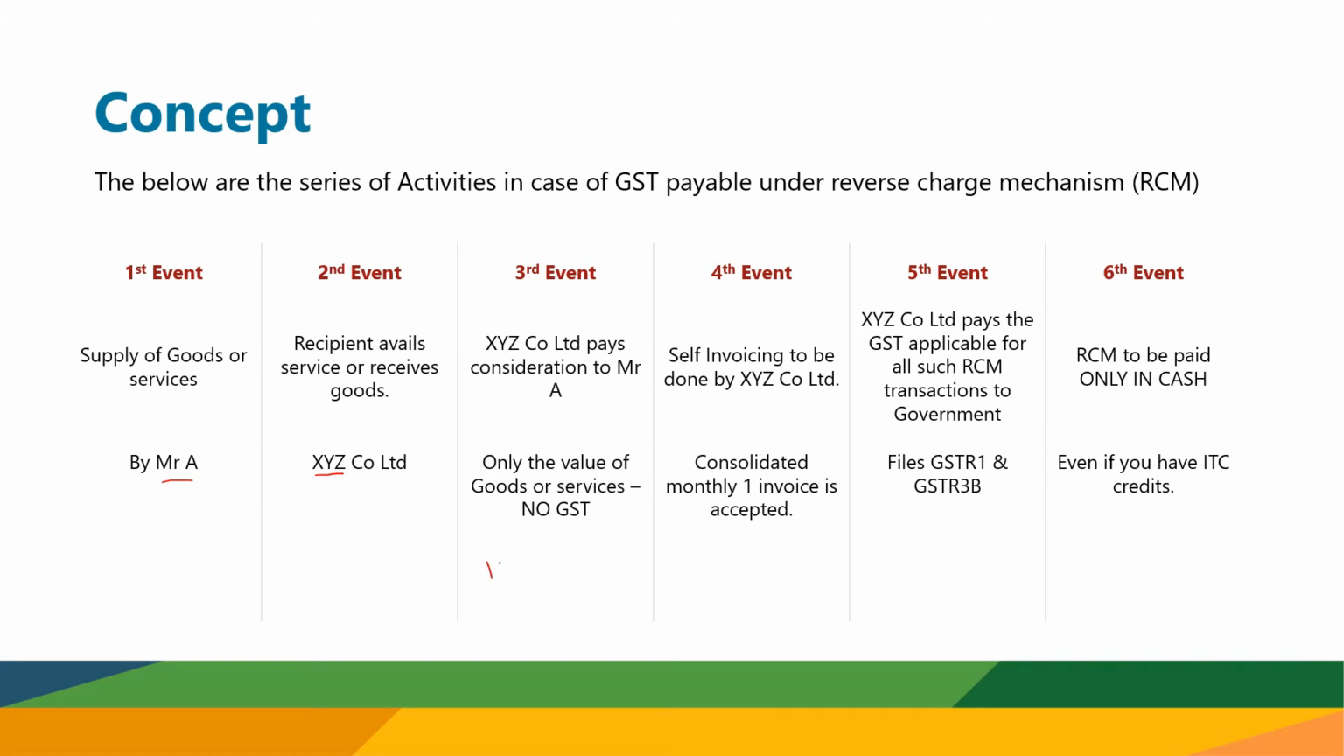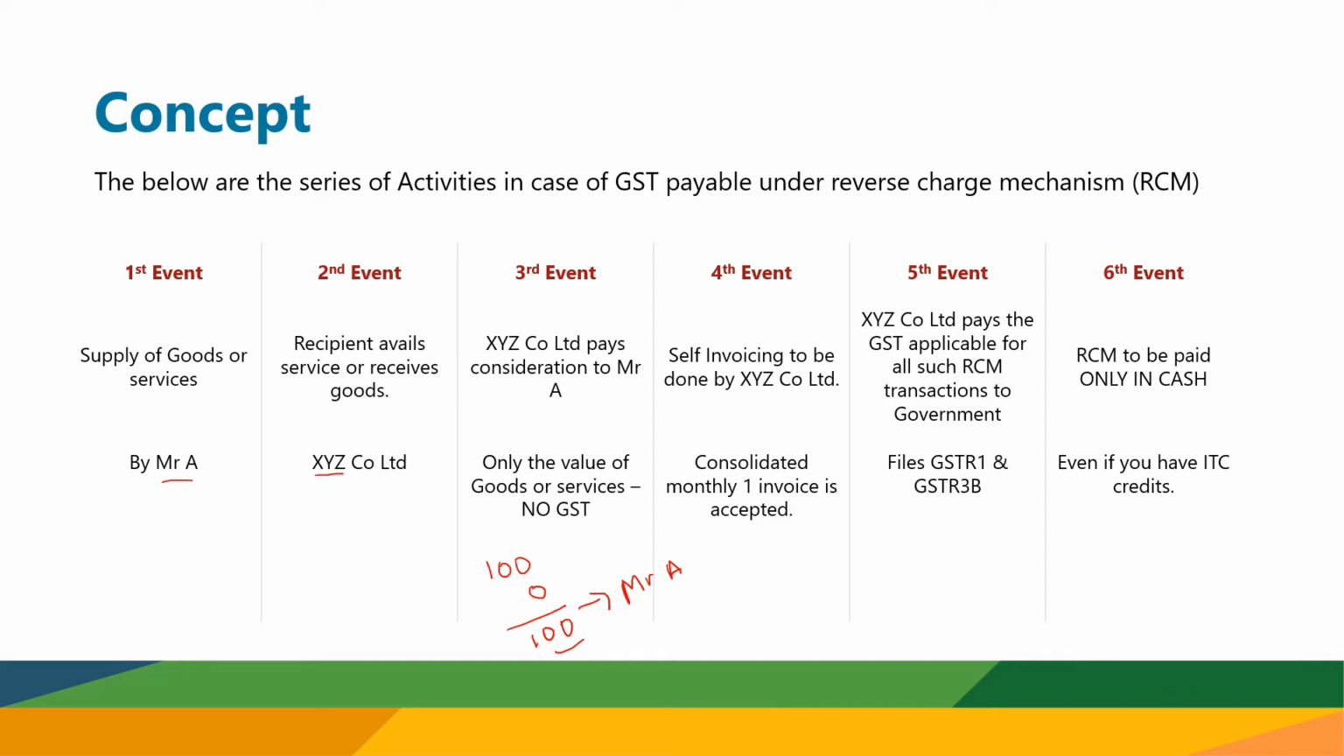Let us say the invoice is at 100 rupees. There won't be any GST involved in this transaction, and he pays 100 rupees to Mr. A. There won't be any GST in the bill. There won't be any GST charged by Mr. A to XYZ company. However, here is the difference.